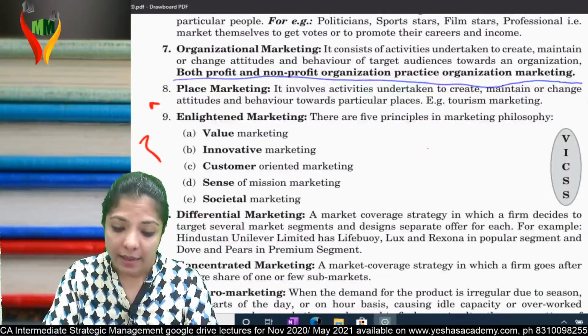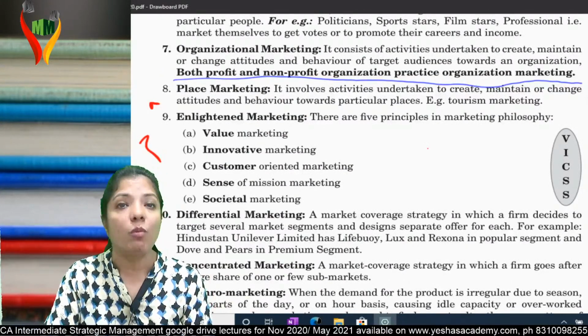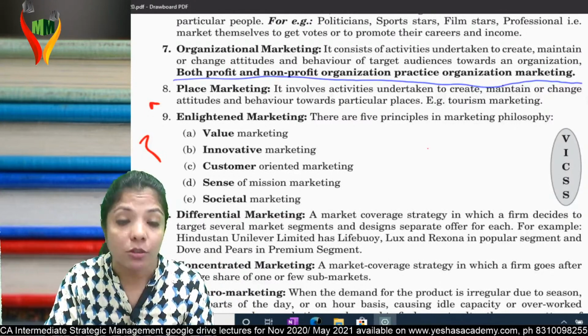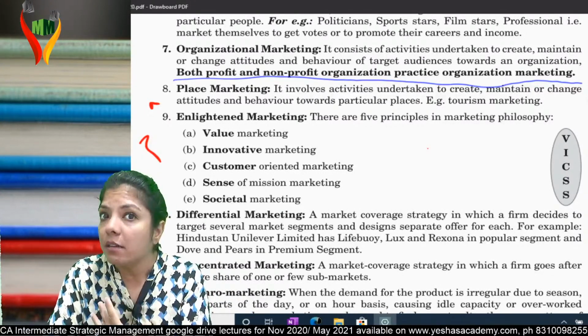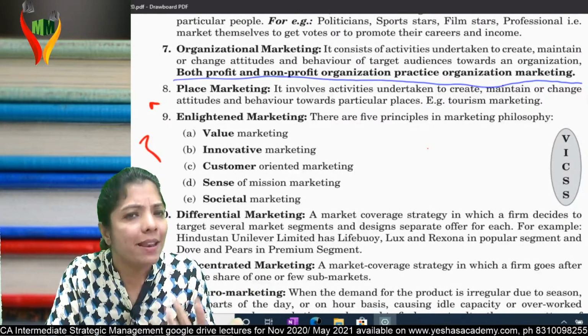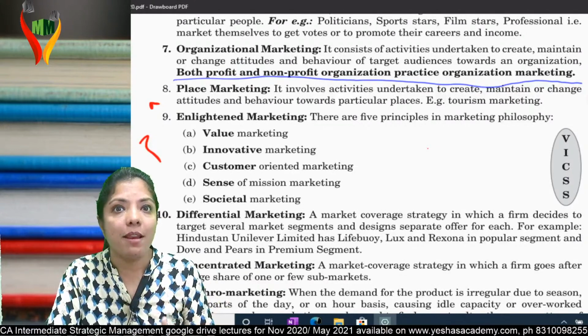Okay. Then the ninth one, enlightened marketing. This is a very important one. Why important? Because otherwise you won't be able to know what to exactly write in the exam. First, what do you mean by enlighten? Light in your life. Next question, when will there be light in your life?